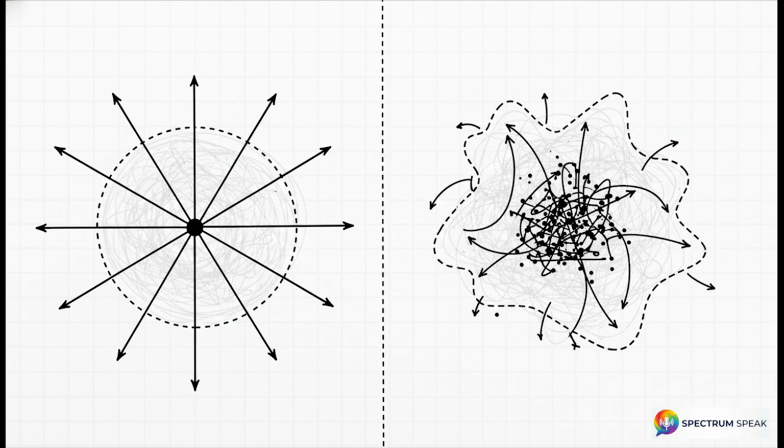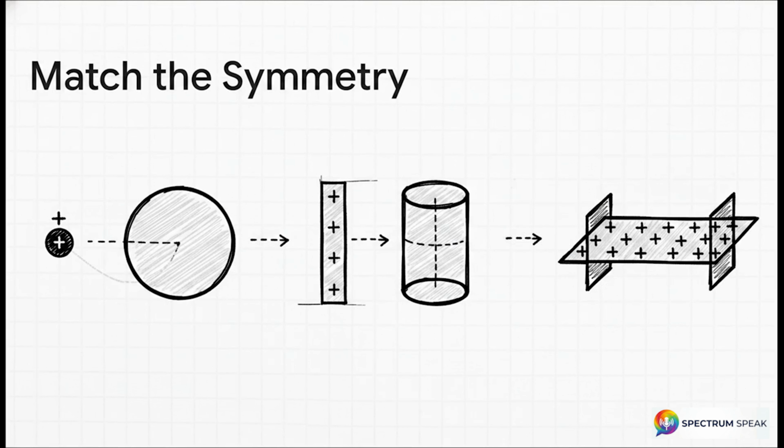If your charge is spread out in a really regular symmetric way, you can choose a Gaussian surface that makes that scary-looking integral on the left side of the equation just become trivial. And the rule is so simple. You match the shape of your Gaussian surface to the symmetry of the charge. You've got a single point charge, which radiates its field out equally in all directions. You use a sphere. Got a long line of charge?